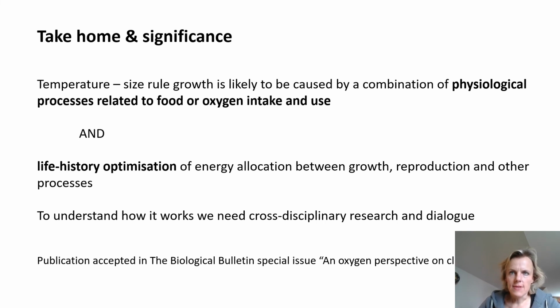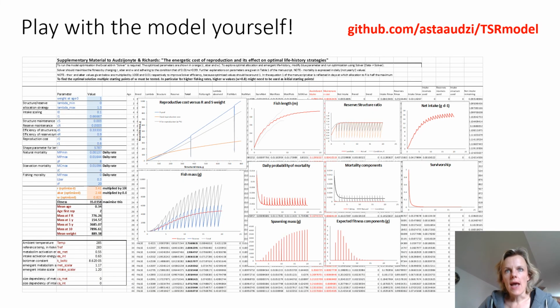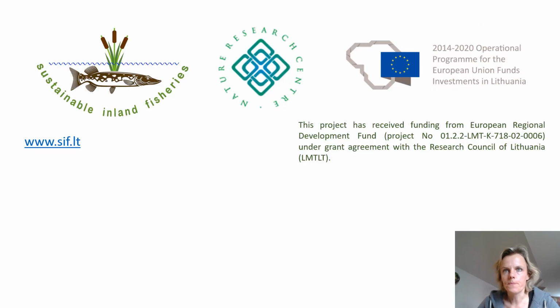And this paper is accepted in the Biological Bulletin special issue, An Oxygen Perspective on Climate Change. And you can actually play with this model yourself. If you go to this GitHub account, you can download an Excel file that allows you to play with various parameters and see what kind of growth you will get.